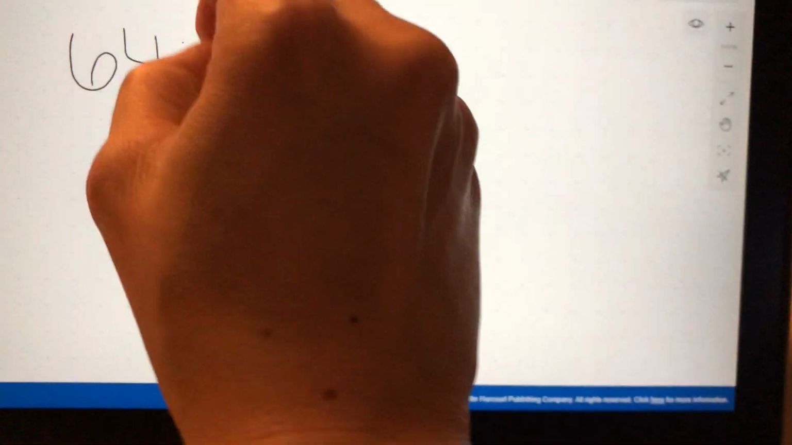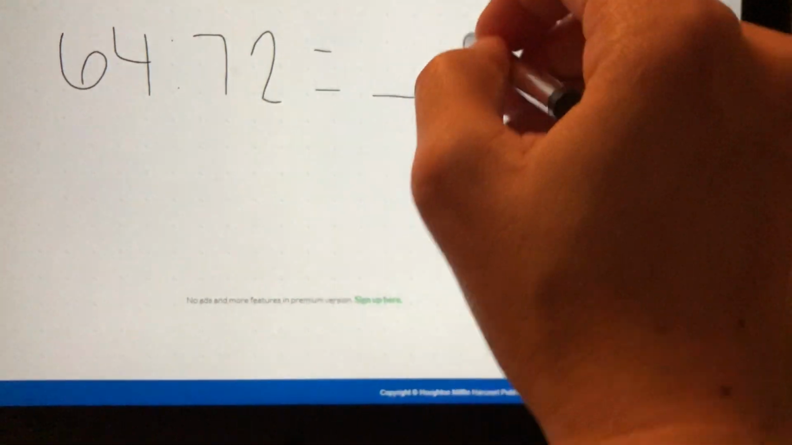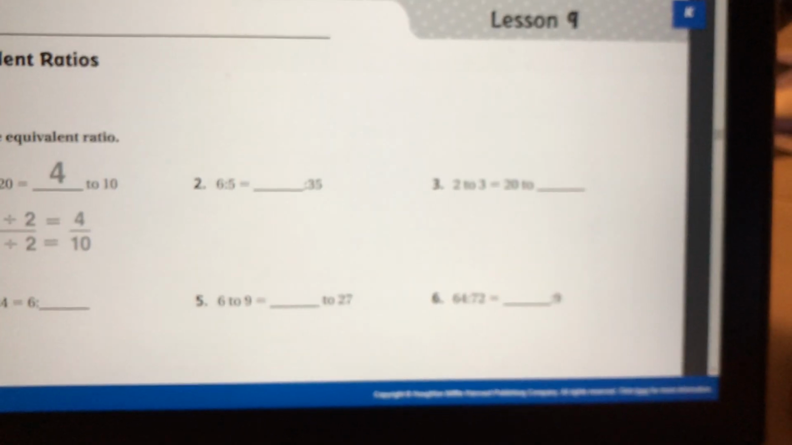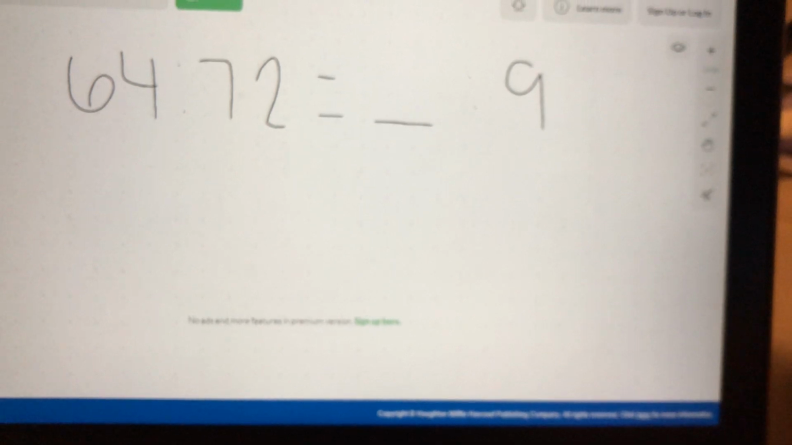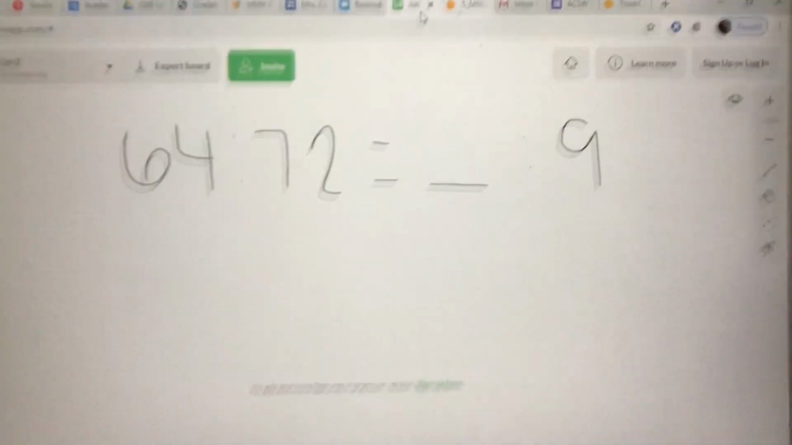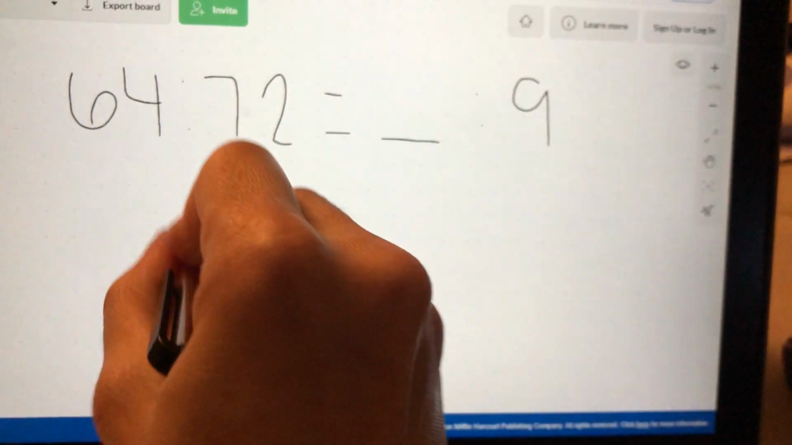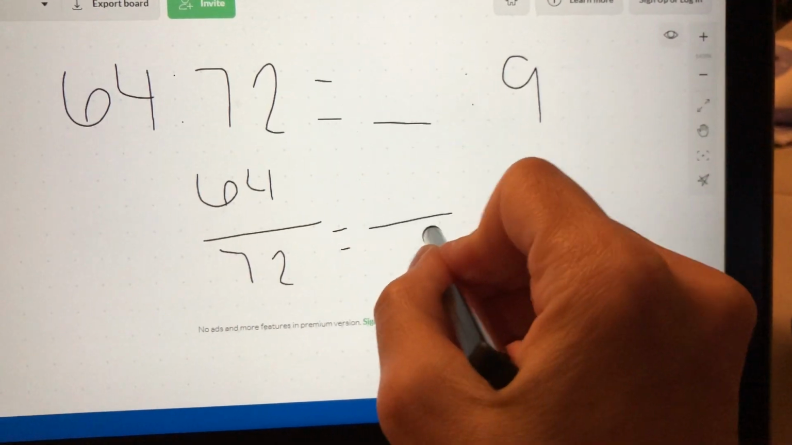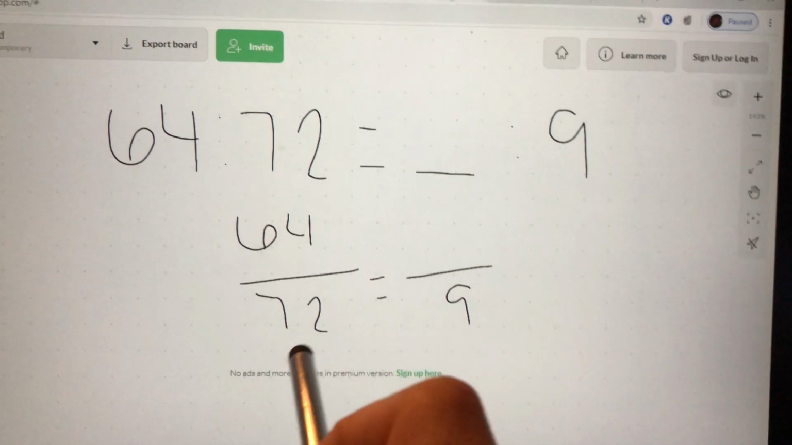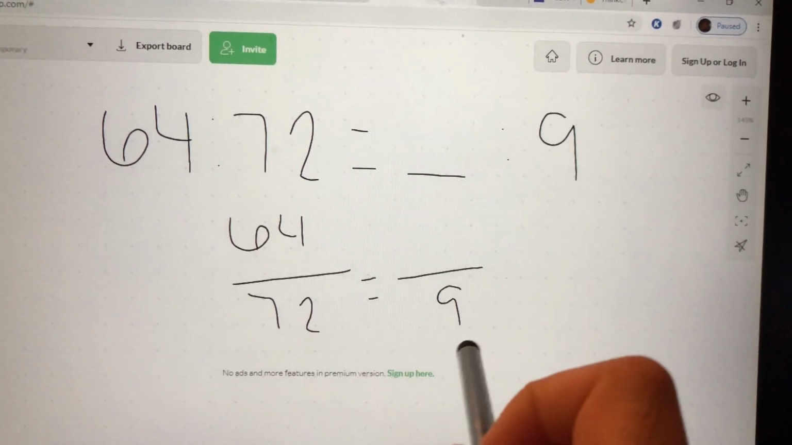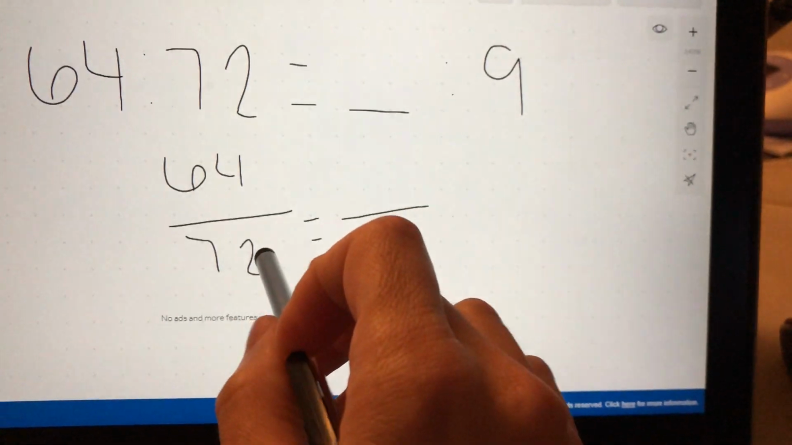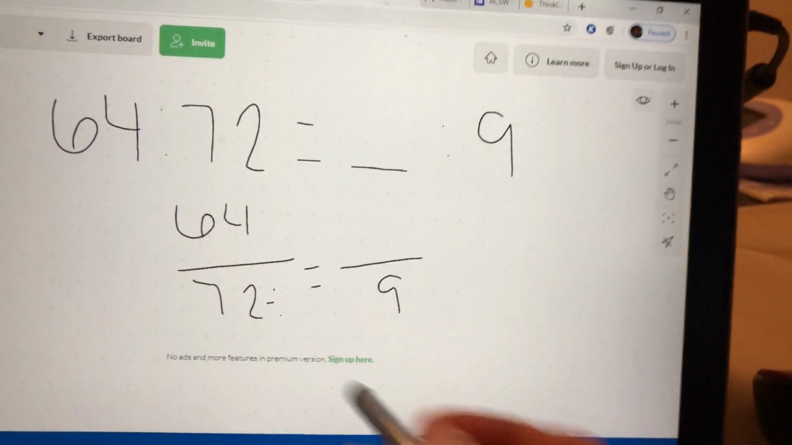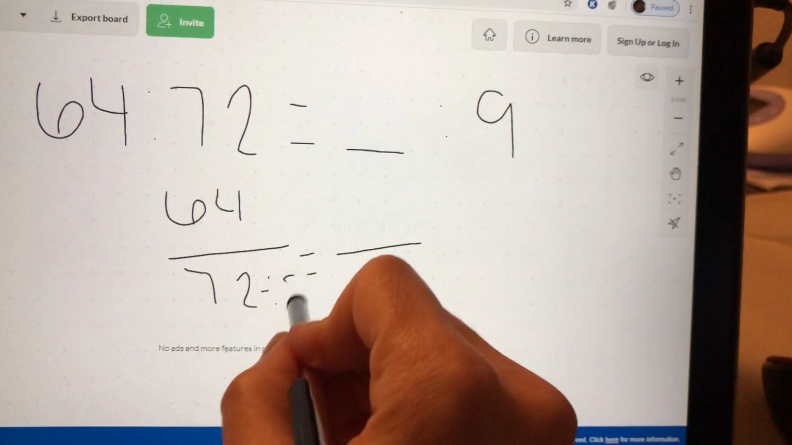64 to 72 equals something over 9, right? Let me just double check. Yes. Okay, so we're going to write them as fractions. 64 over 72 equals blank over 9. Now in this case, we're going from a bigger number to a smaller number, so we are dividing. Okay, 72 divided by what gives us 9? And it would be 8.